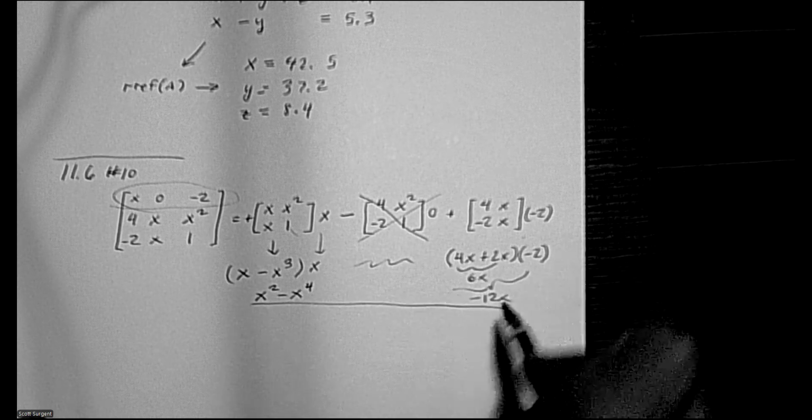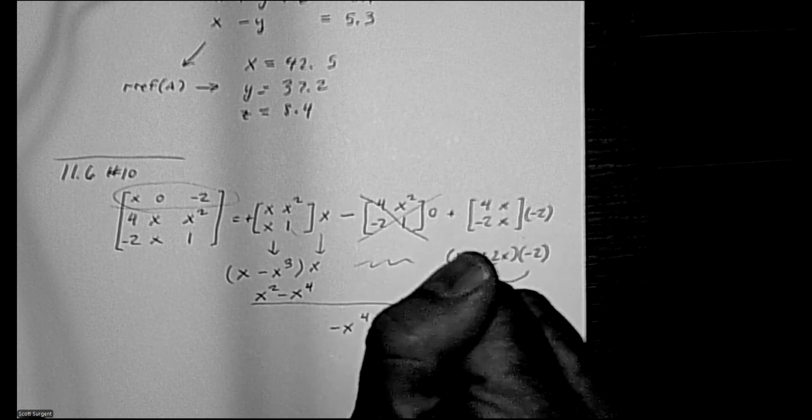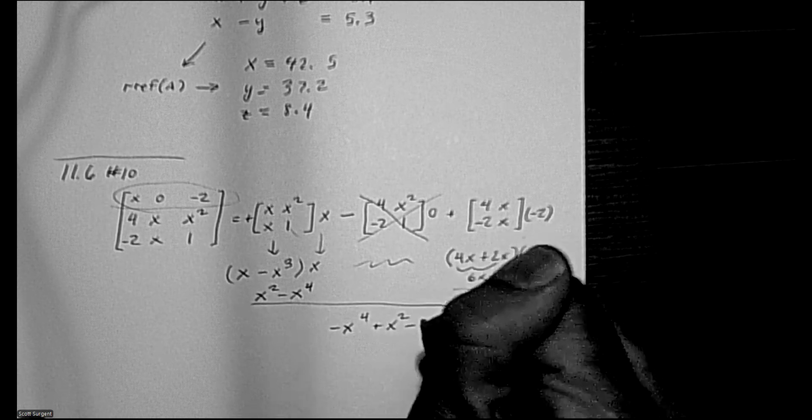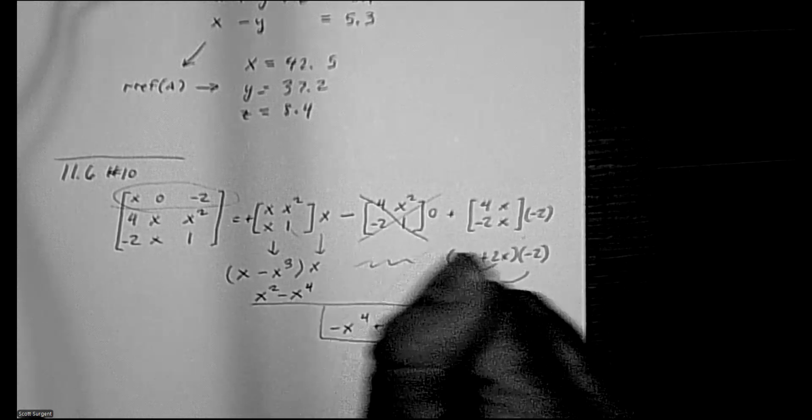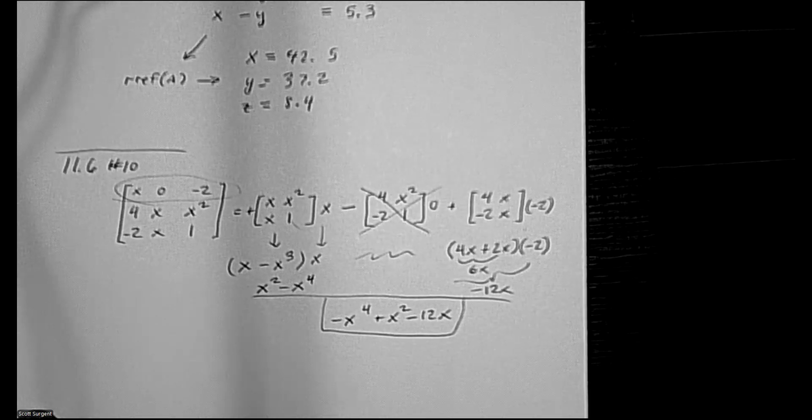And you put them all together and you get, well, basically what you see there, -x to the 4th plus x squared, take away 12x. And that's your answer. Okay, that's how you do a 3 by 3 determinant.